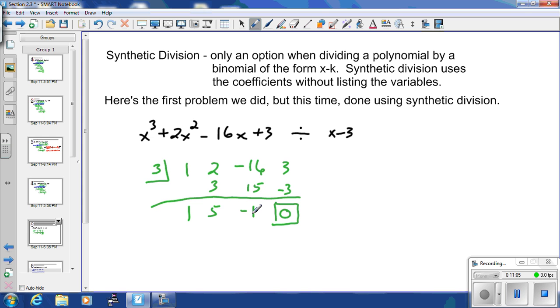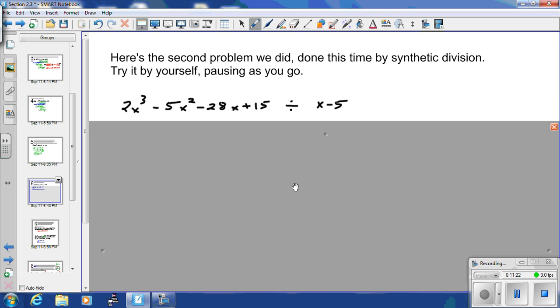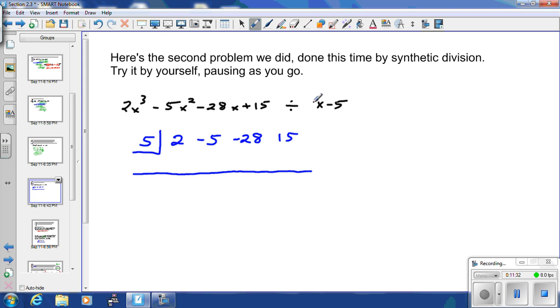Now, going backwards, this is the constant, this is the x, this is the x squared. So I have x squared plus 5x minus 1 as my answer. That's what I get when I divide these two functions. I'll have you guys try that here. I'll let you pause if you like and see if you can set this up right, and then resume the video. The number in the box should be a 5 because it's x minus 5. Take the opposite. And then the third, second, first, and 0 powers coefficients, 2, negative 5, negative 28, and 15.